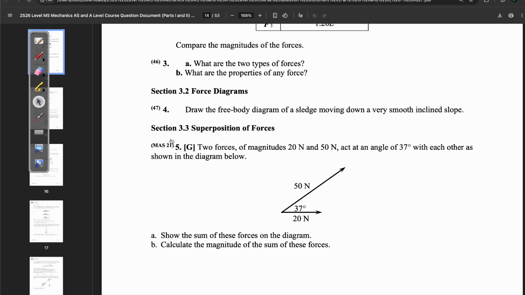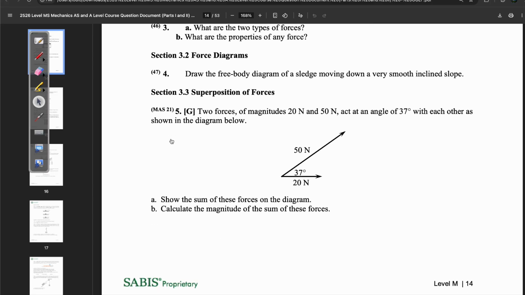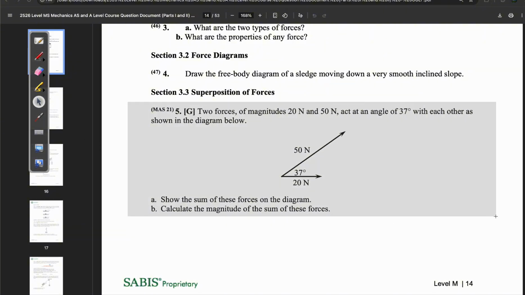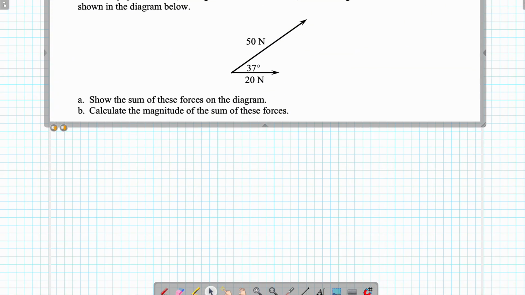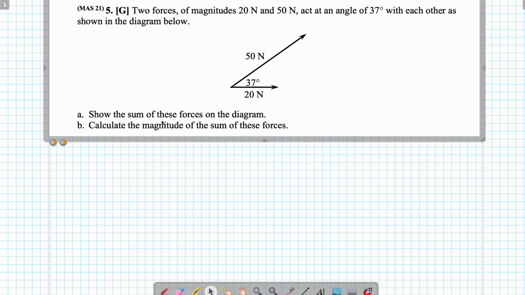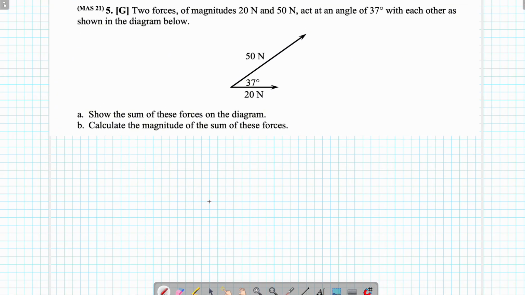Number 5. Two forces of magnitudes 20 and 50 newtons act at an angle of 37 degrees with each other as shown in the diagram below. Calculate the sum of these forces on the diagram and calculate the magnitude of the sum of these forces. Okay, look, first of all we're gonna need to project, right? So let's do it like this, and here we will make it like a right triangle. Here we have 37, here is 50.